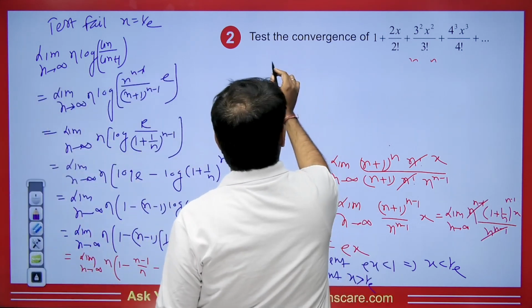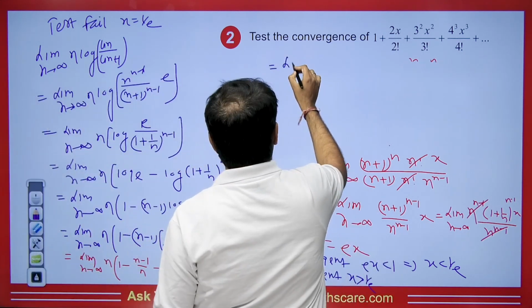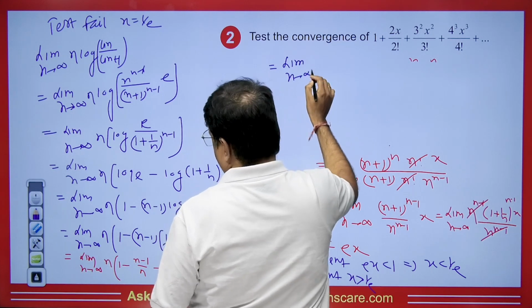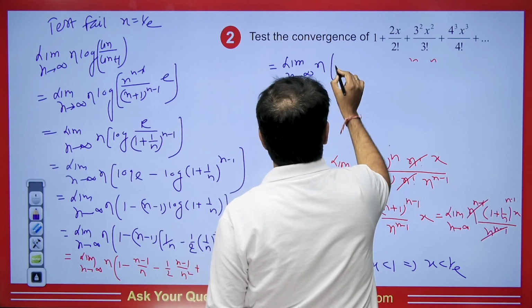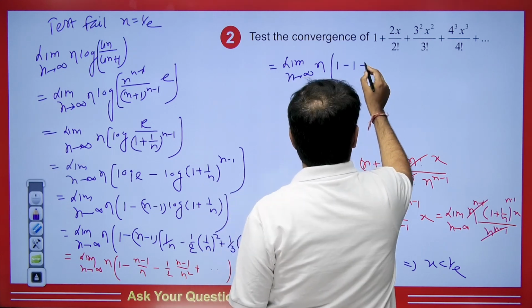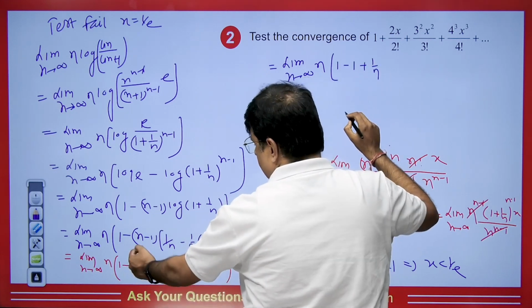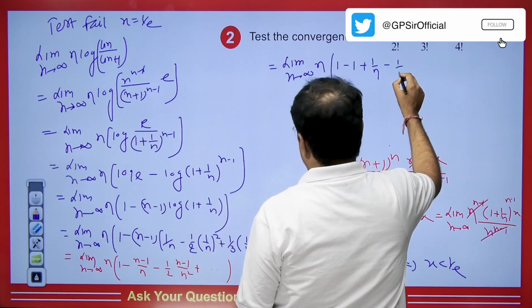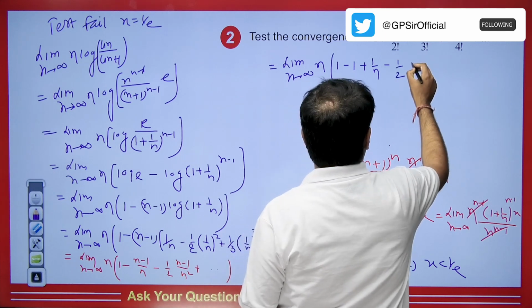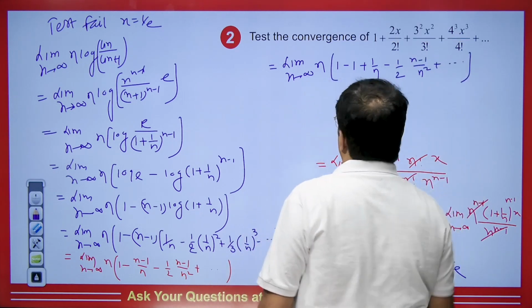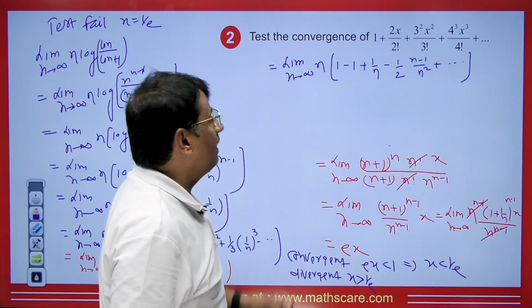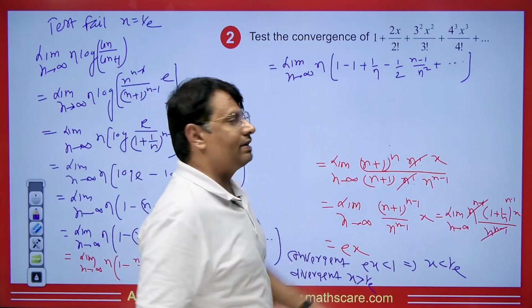So the value we will get after doing that will be limit n tends to infinity. On calculating its value, we will get n as it is. So, students, when we cancel this n by n, we will get 1 minus 1, and this will come as plus 1 divided by n, followed by minus 1 upon 2. And when we do this here, it will be n minus 1 upon n square. In this pattern, we will get the rest of its terms. Here you can see this one is being cancelled out. Now, we will take this n inside.